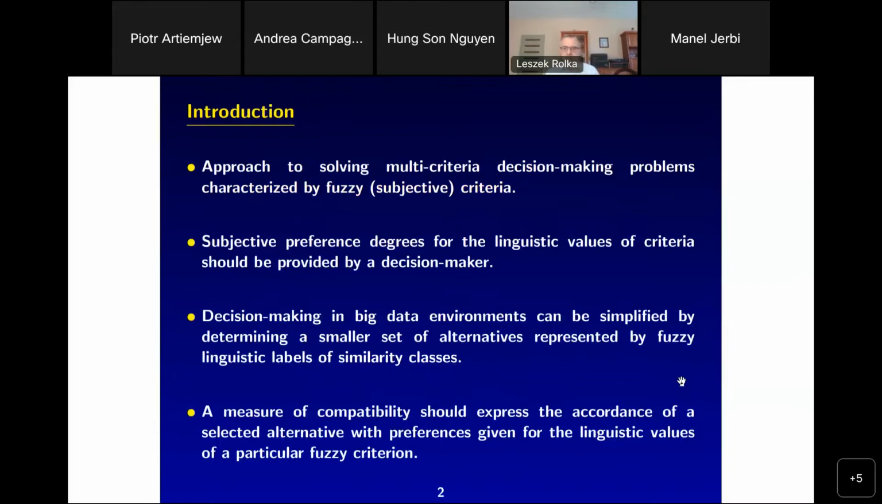I will talk about an approach to solving decision-making problems in which a set of subjective criteria is considered that are represented by fuzzy sets. In the process of decision-making, we utilize a fuzzy information system that is obtained in cooperation with experts. We also take into account subjective preference degrees that are provided by a decision maker. The presented method is based on the notion of linguistic label that can be helpful to simplify comparison of alternatives. It can also be conveniently applied in a big data environment to preselect a smaller set of candidate solutions.